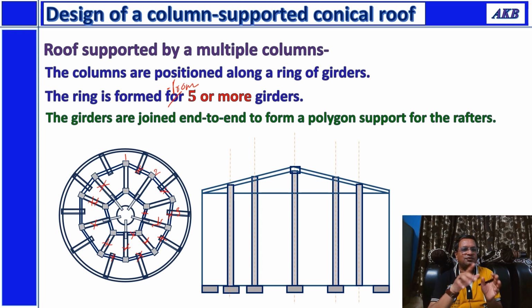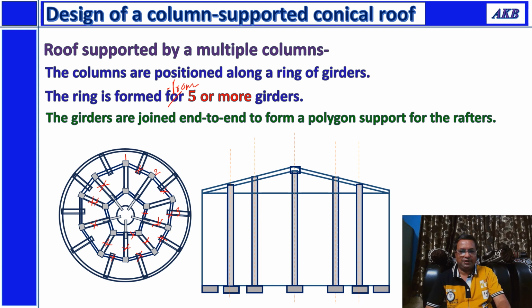There will be at least 5 girders in one ring, and then more than 5. At the joints where girders and rafters are connected to each other, columns are also joined. In this way, the conical roof will be supported by multiple columns. I hope this is clear to you. If you have any doubt regarding this, please mention that in the comment section.